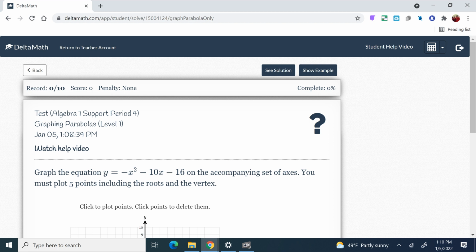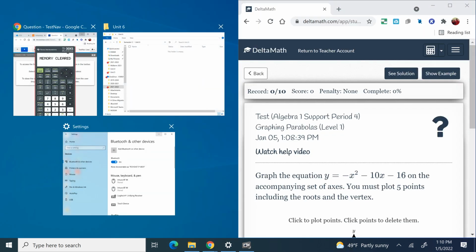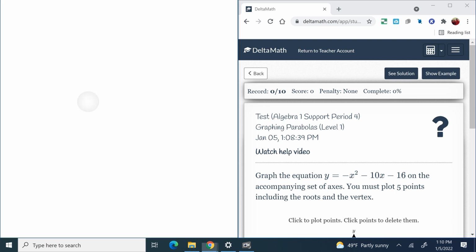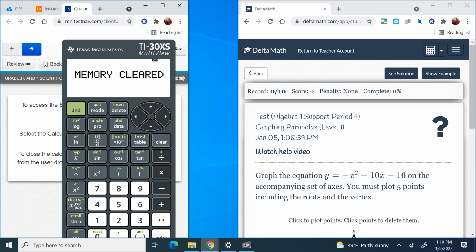So if you are not familiar with the TI-30XS calculator online, please go back and watch my video regarding this. But I'm going to use that online calculator to kind of walk you through how to use it and what we're looking for here. So I'm going to make this side by side so we can look at this a little bit easier. I have my online version of the TI-30XS tool to the left side, and Delta Math is on the right side of the screen here.